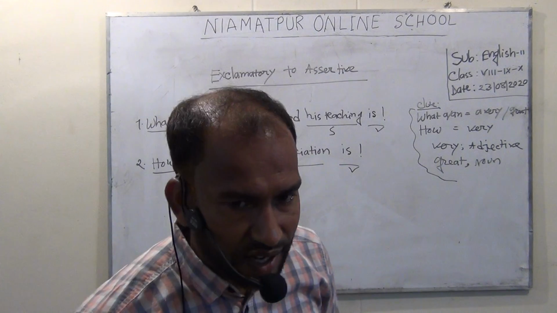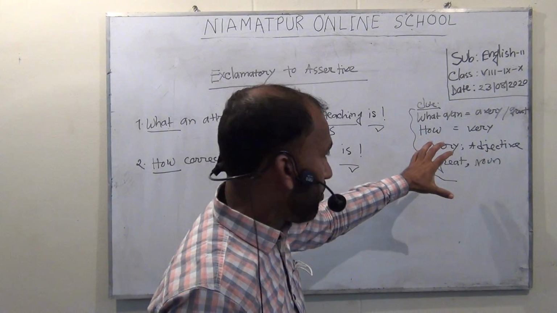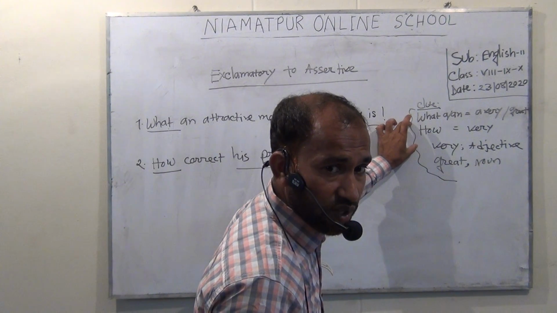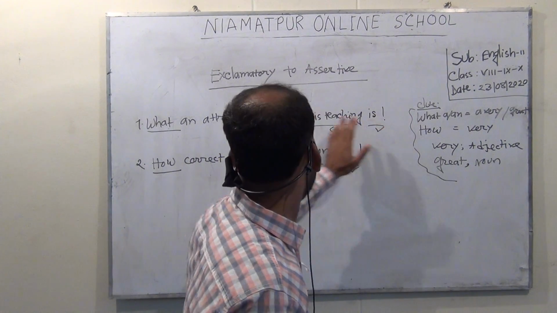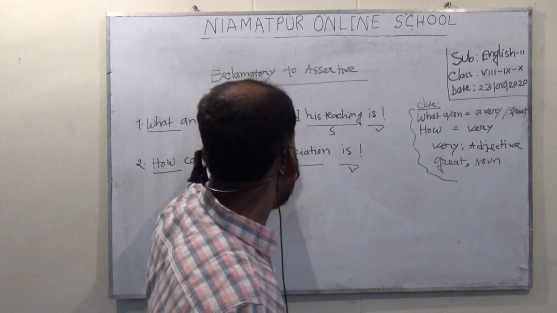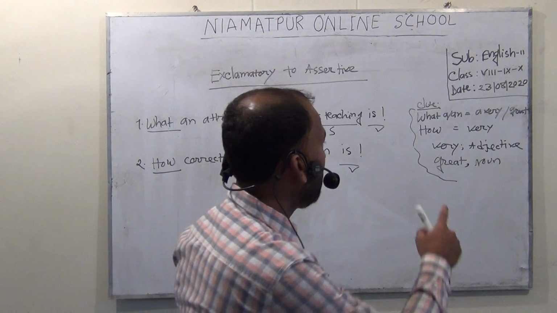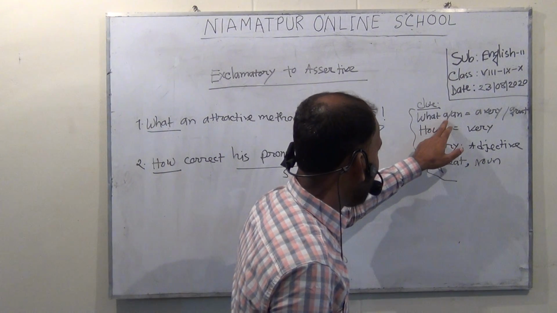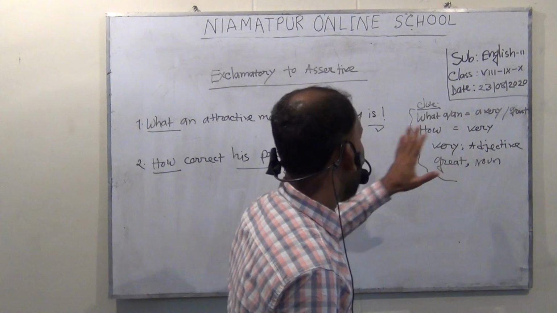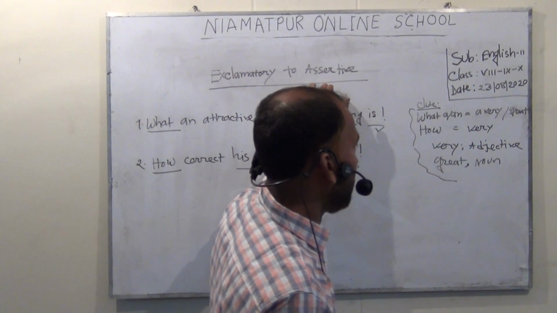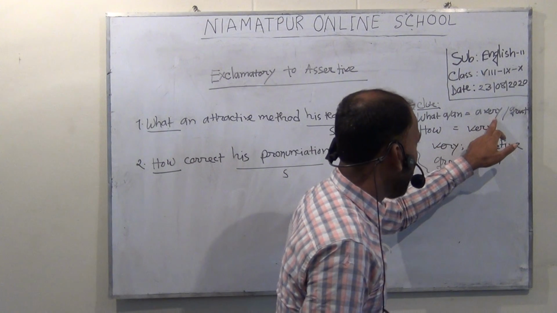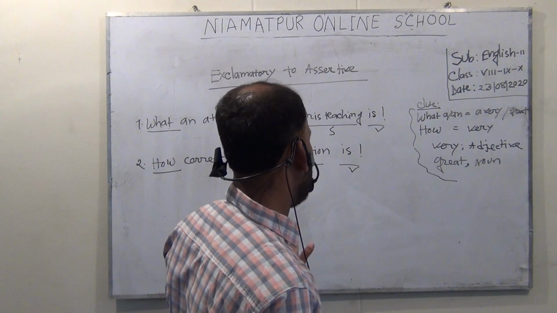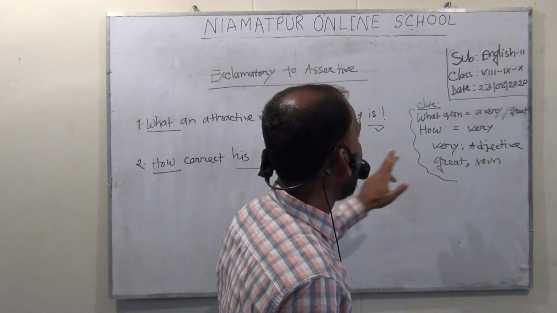So now let's get started. You have already noticed at the right side of the board there are two clues. These clues help you to understand how to change exclamatory to assertive. When you see what a or an in an exclamatory sentence, at the time of making an assertive sentence, we can use a very or a great. When you see how in an exclamatory sentence, we can use very.